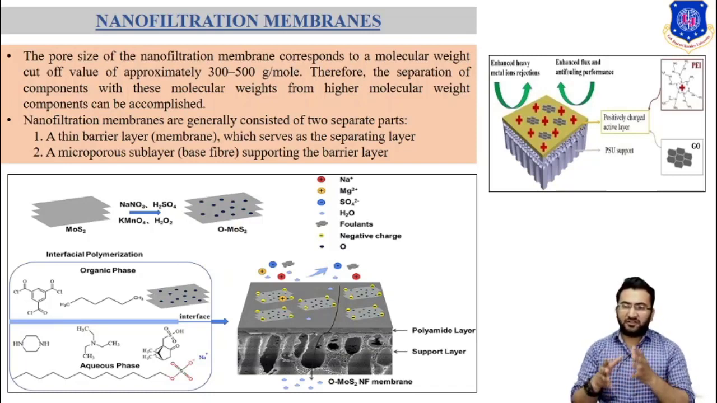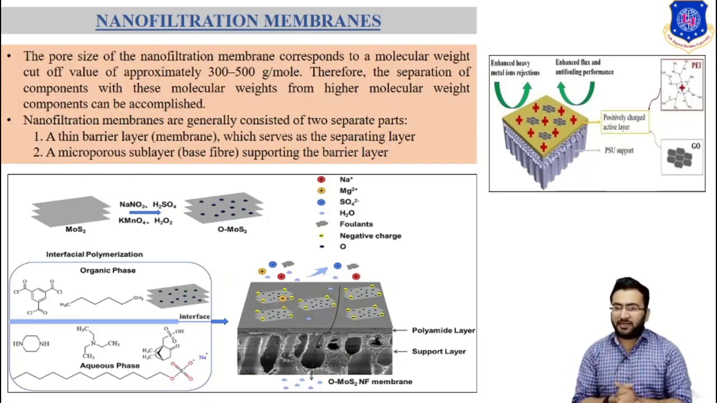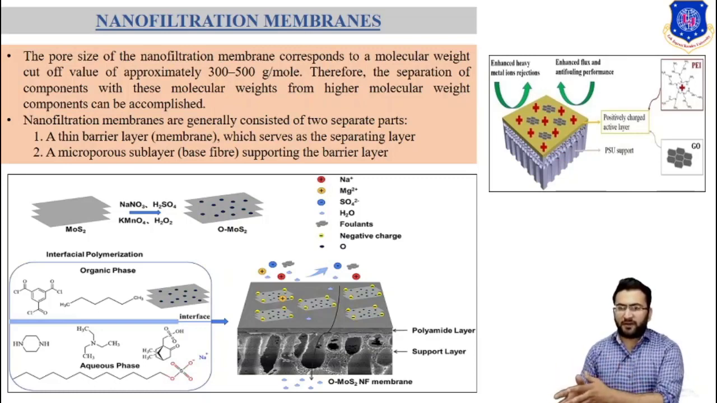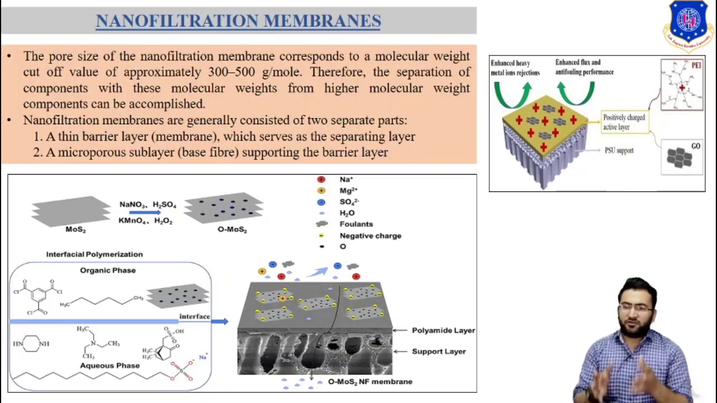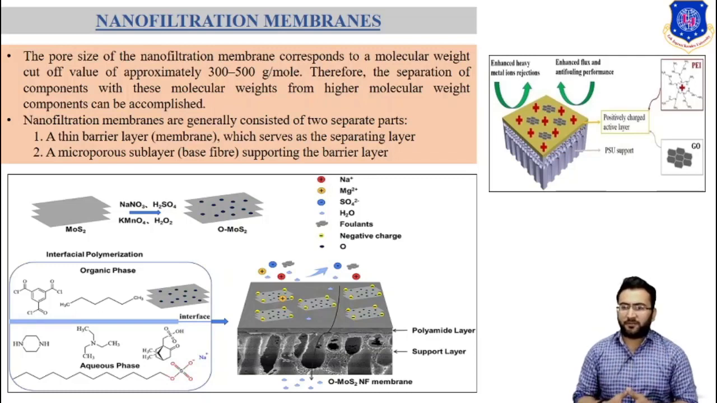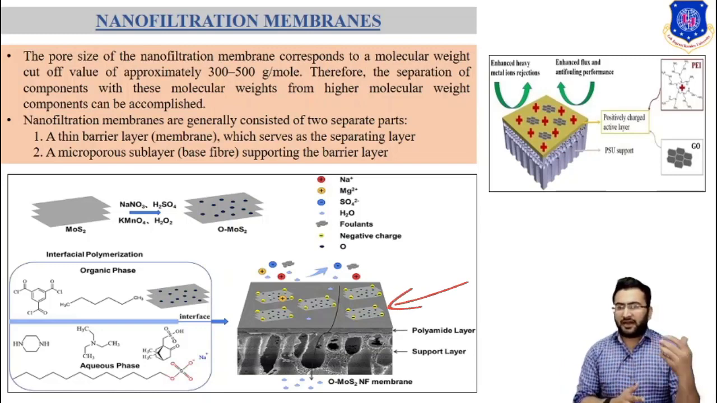Nanofiltration membranes generally consist of two separate parts. One is a thin barrier layer which acts as a separating layer, and the second is a microporous sublayer made of fiber which acts as a supporting layer for the thin barrier layer useful for the separation. So a nanofiltration membrane consists of two layers: a thin barrier layer that acts as the separating layer, and a microporous sublayer that supports the barrier layer.